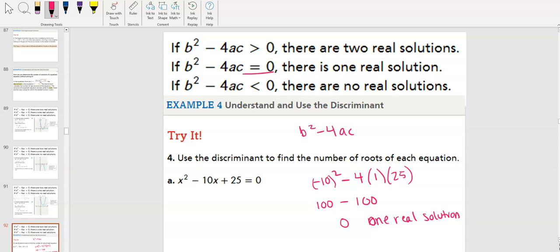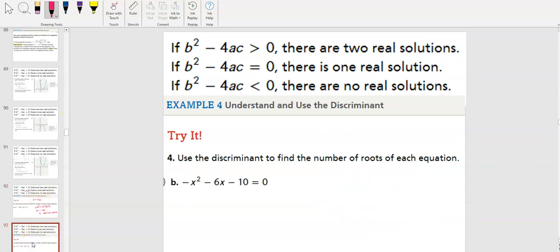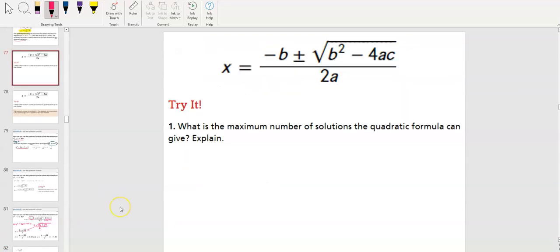So now you try it on your own, okay? Take this equation and use the discriminant to find the number of roots or solutions of each equation. And that's it, guys. That is the quadratic formula.